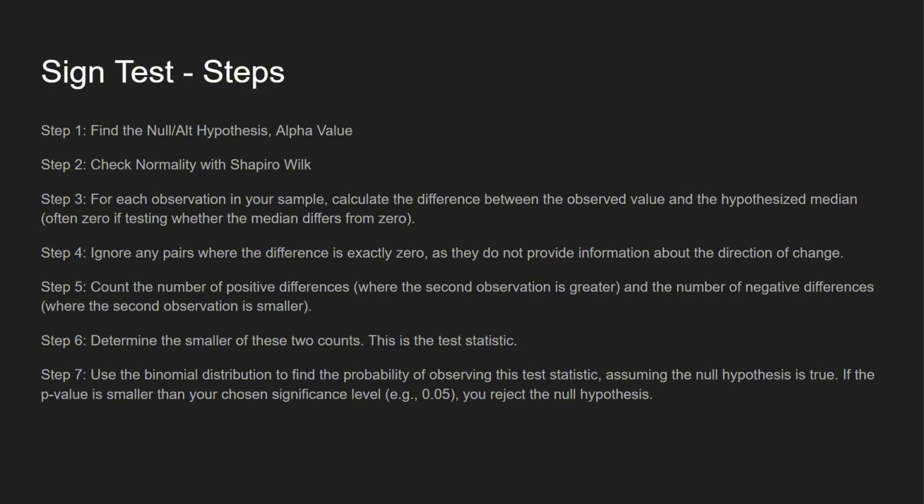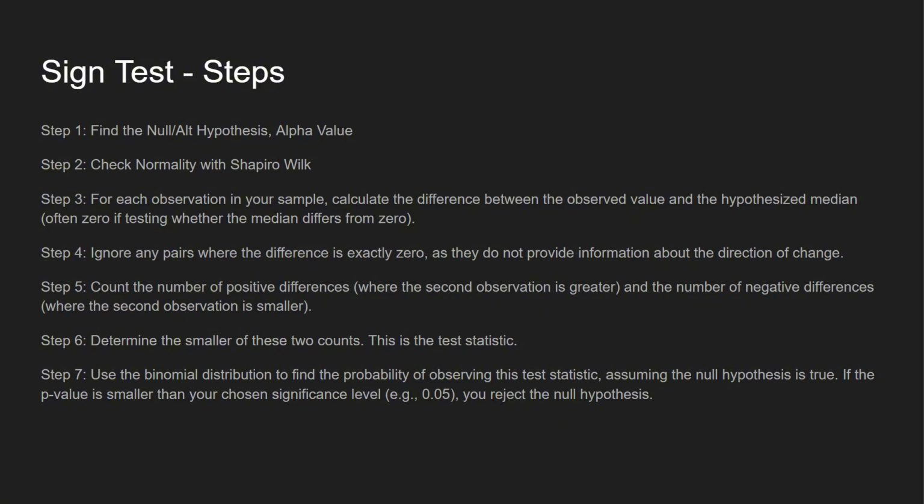So the steps: first, find the null and alternative hypothesis and the alpha value. Then you want to check the normality with Shapiro-Wilk. In this video, we're going to make some assumptions that these aren't normal distributions. I'll also show you Shapiro-Wilk a little bit later. If you're not familiar with Shapiro-Wilk, no worries. I do have a video on that, which I recommend you watch after this because it is pretty useful.